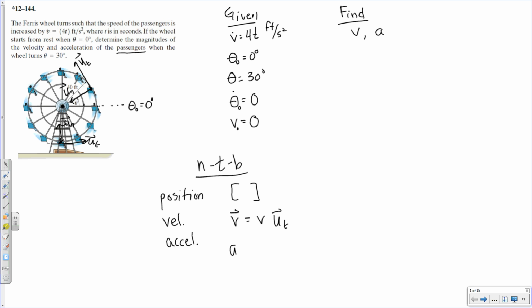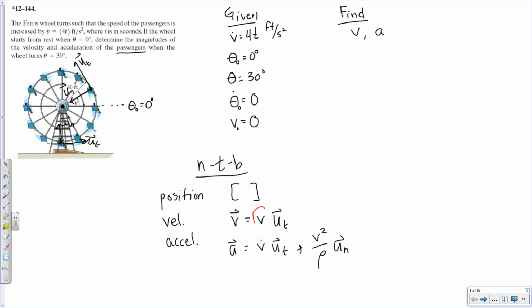And the acceleration has two components. v dot in the tangential direction, the rate of change of the speed with respect to time, plus v squared over rho in your normal direction as well. Okay, so the question is asking us to find both v and a.